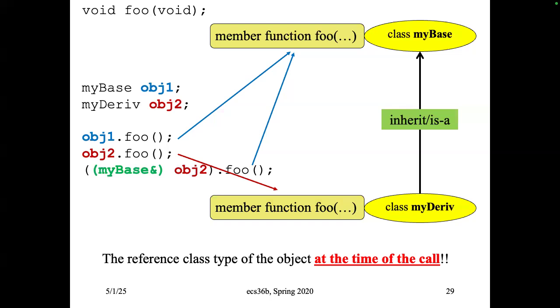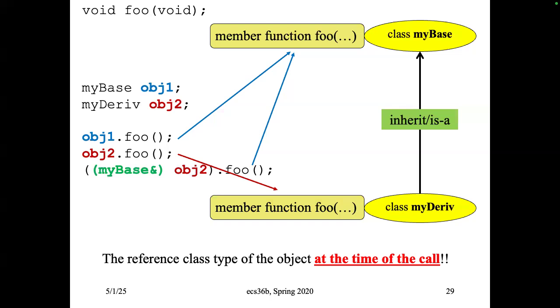Okay, so I said this, but I want to ask you another question. Let me first say this and then ask the question. How do you determine a regular function? It is the reference class type of the object at the time of the call. At the time of the call, I want to decide what the entrance point is. This is the regular function call, the regular member function. So I want to ask you another question.